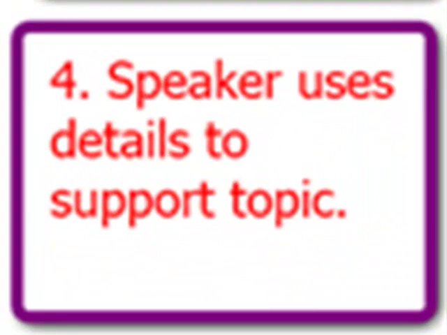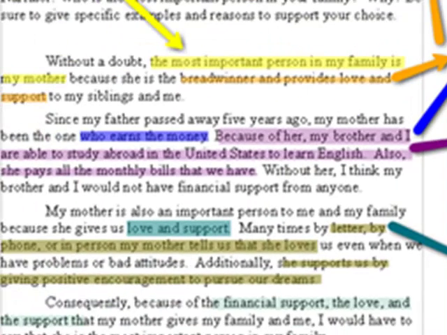Number 4, the speaker uses details to support the topic in the second part of this speech. For example, because of her, my brother and I are able to study abroad in the United States to learn English. Also, she pays all the monthly bills that we have. So those are good examples to help support the topic of that paragraph.